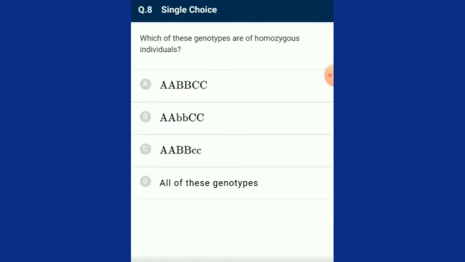Question number 8. Which of these genotypes are of homozygous individuals? Homozygous individuals breed purely for a character. They should have the same allele for a particular character. Capital A, capital A, small b, small b, capital C, capital C is homozygous dominant for A, homozygous recessive for b, and homozygous dominant for C. Thus, this organism is homozygous and will produce only one type of gamete. Similarly, the other genotypes shown are homozygous too. So the answer is option D. All of these genotypes are homozygous individuals.